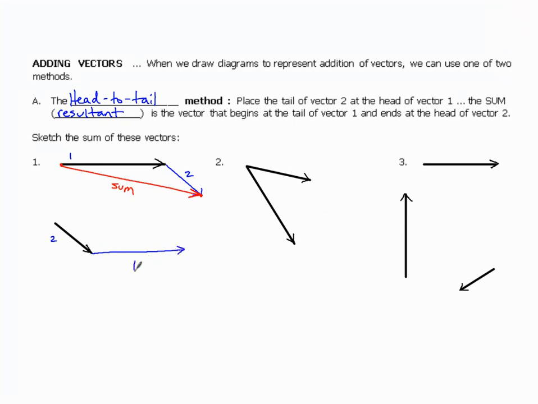Okay. So the sum in this case is going to start here and end here. And so what we find is the same resultant vector when the two are added either way. We'll make a note of that here. Same resultant vector.